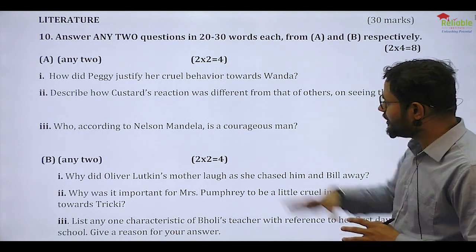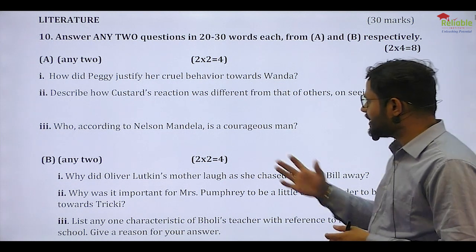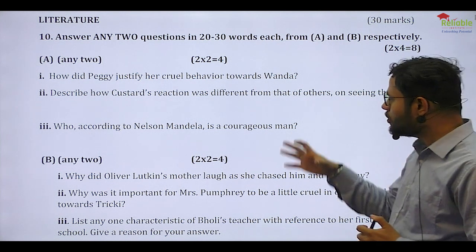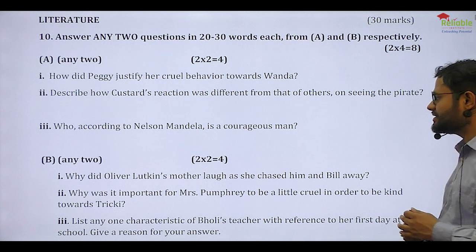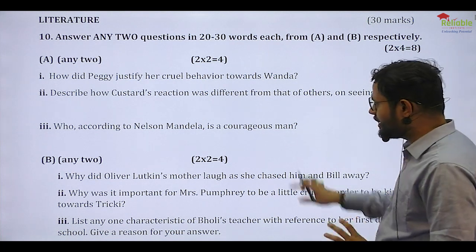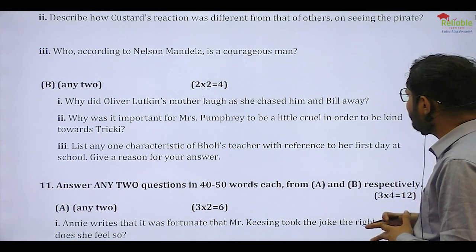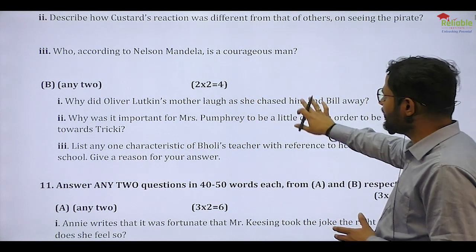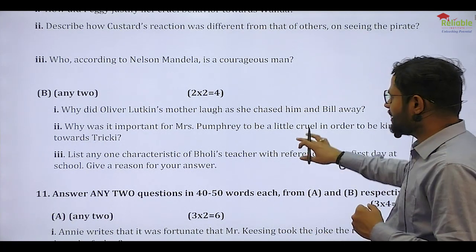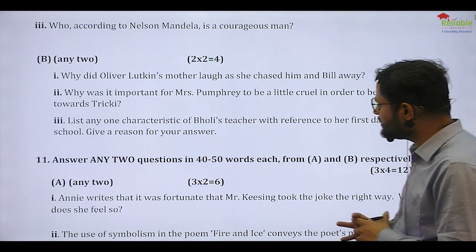So particularly, if we discuss: how does Peggy justify her cruel behavior towards Vanda; describe how Custard's reaction was different from that of others on seeing the pirate; and who, according to Nelson Mandela, is a courageous man. Out of these 3 you have to attempt any 2. It's totally up to you. And why did Oliver Lutkin's mother laugh as she chased him and Bill away? This is from The Hack Driver, this is from Nelson Mandela, and this is from Custard the Dragon. And then: list any characteristic of Bholi's teacher with reference to her first day at school. Give a reason for your answer.